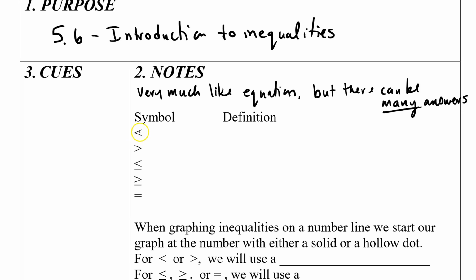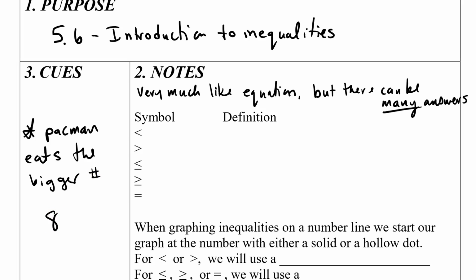So you're going to see a few symbols that look like this. Just remember, it doesn't really matter what the definition is, but you just have to remember Pac-Man eats the bigger number. So if I have a 7, 8, 9, an 8 and a 10, I'm saying that Pac-Man is going to eat the bigger number. That means that the open mouth is towards the bigger number.